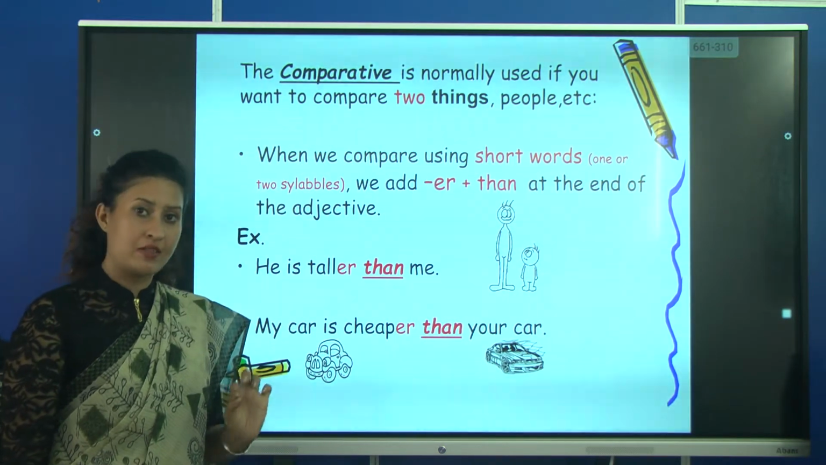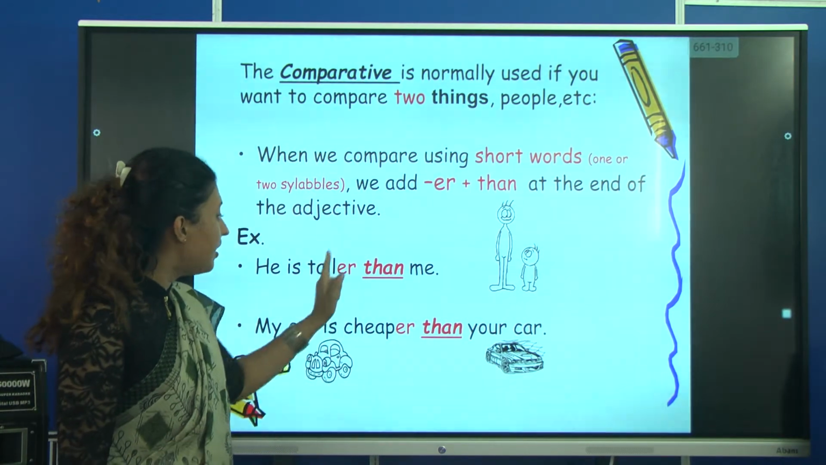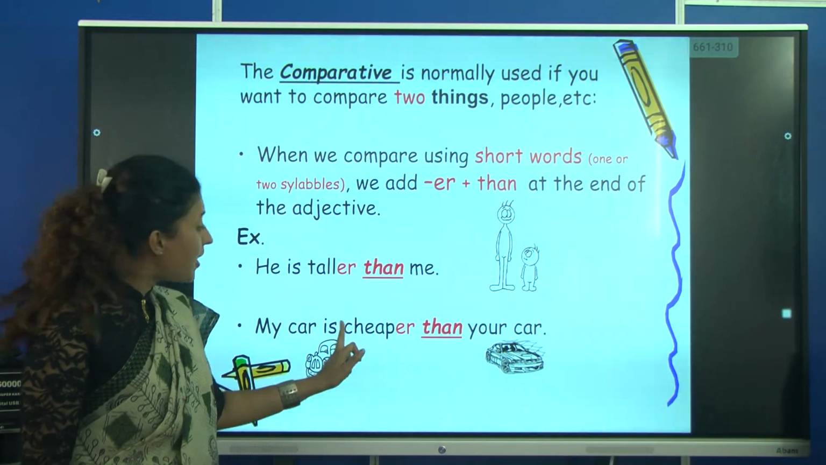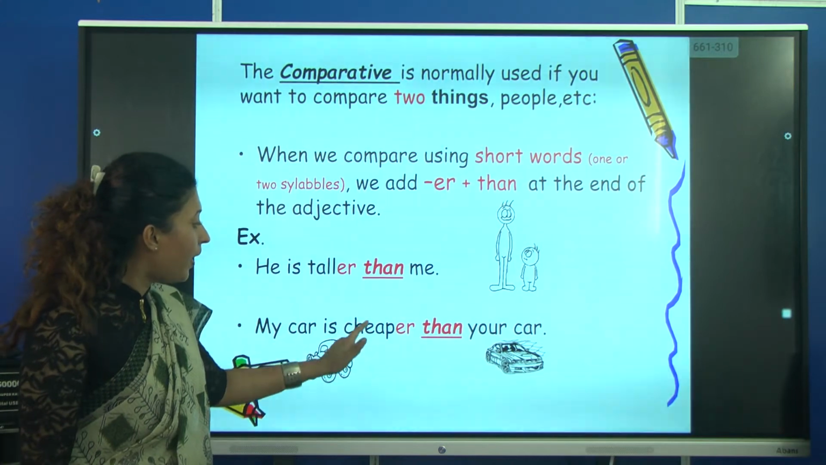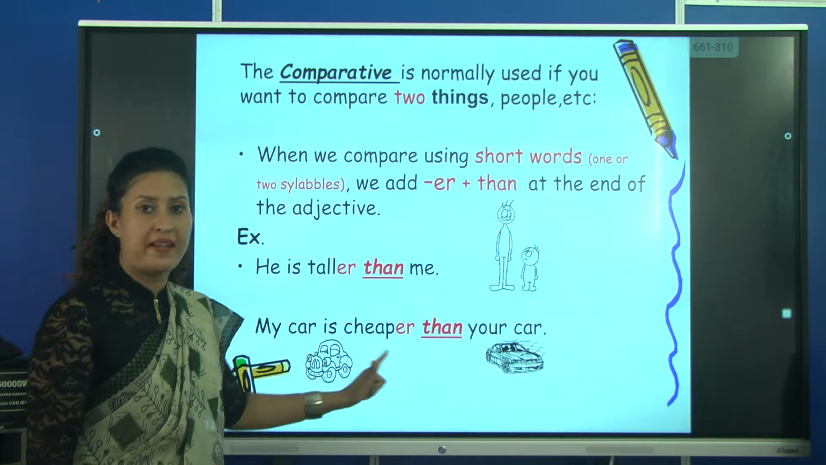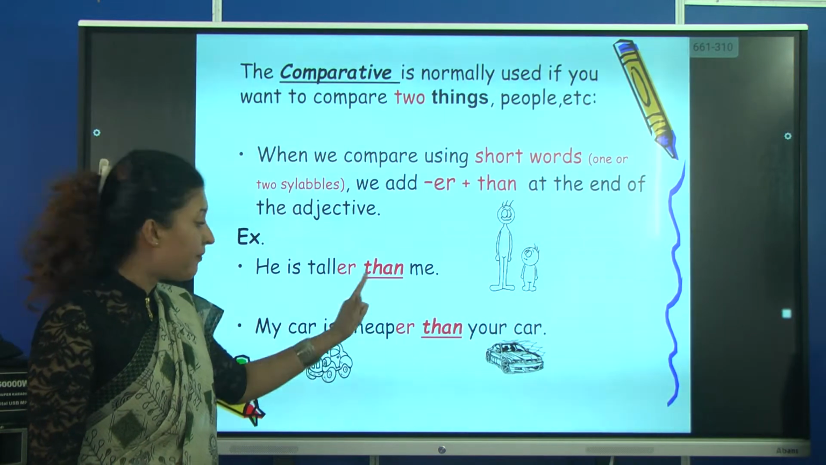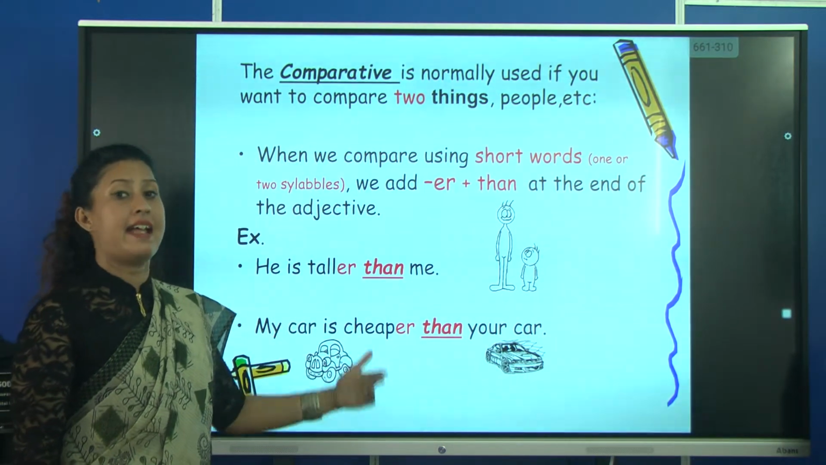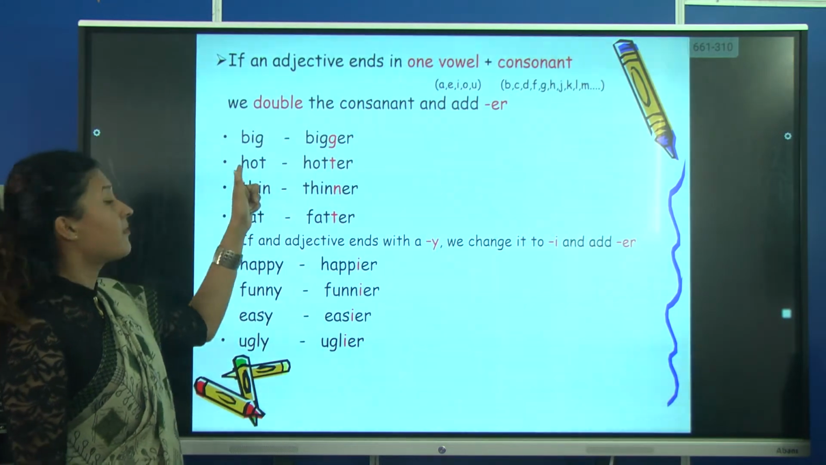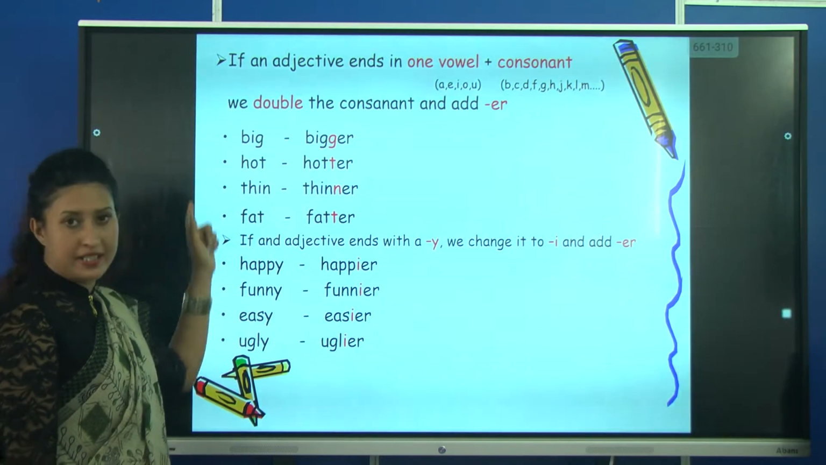I hope everybody understood what I said. Now see the second one. My car is cheaper than your car. See, cheaper. Cheap is the adjective and you have added er. So, we have made it a comparative adjective. The adjective is cheap. So, after P we have added er and made it a comparative adjective. Now, I want you all to convert these into comparative adjectives.